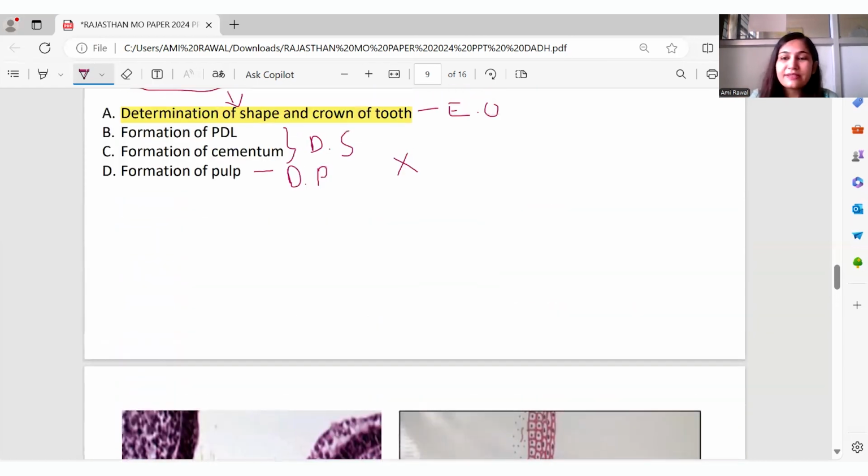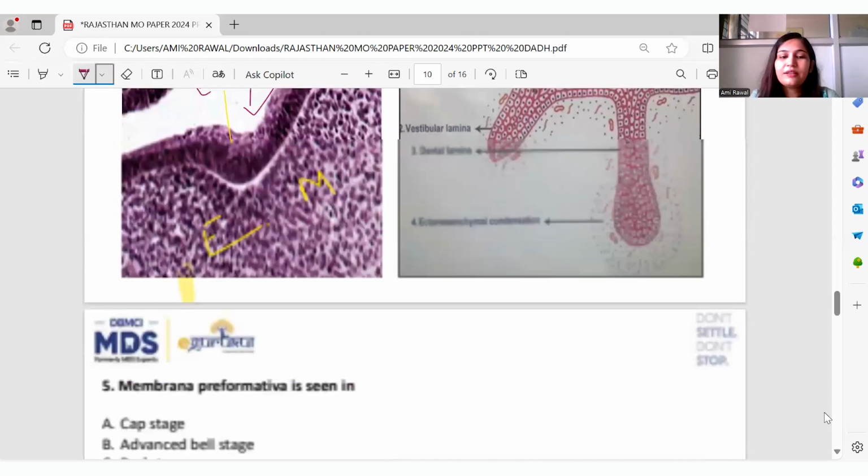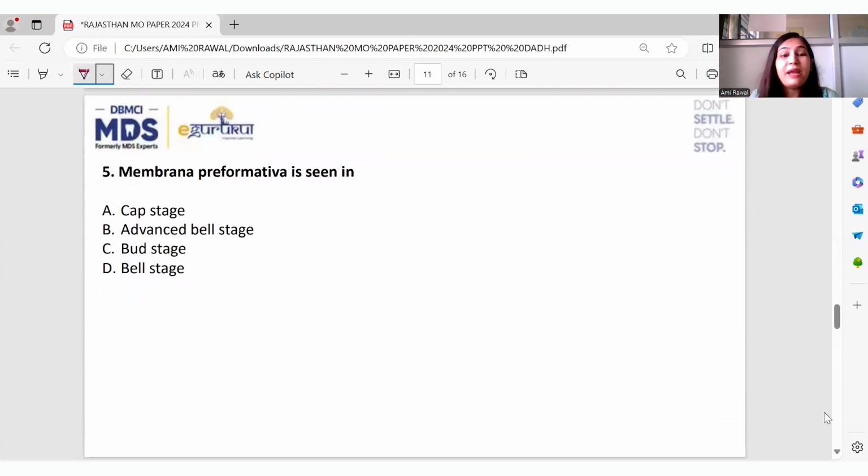Tooth bud mainly comprises of three parts: enamel organ, dental papilla, and dental sac. Enamel organ is mainly an ectodermal structure and it is involved in determining the shape and crown of the tooth as it forms enamel. Now coming to our next question. Membrana preformativa is seen in: cap stage, advanced bell stage, bud stage, or bell stage?